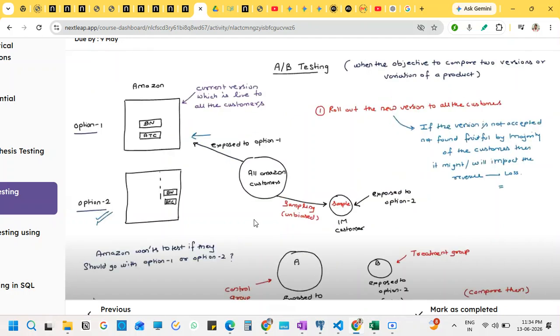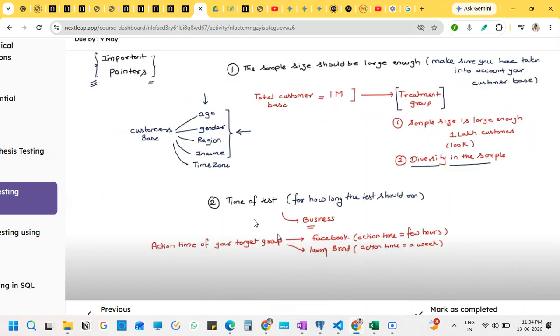Because I want to make sure that this group and this group have an observed variation. If I'm not allowing this group to act on the new version for a given time, then this group might not show the action. And hence I will end up stating that these two groups are the same, which is not right. So time is very important, how long you should run the test.